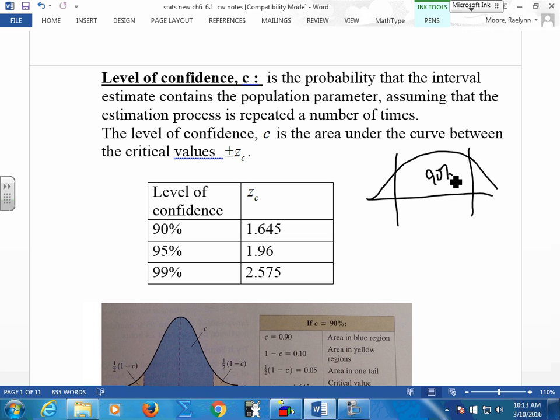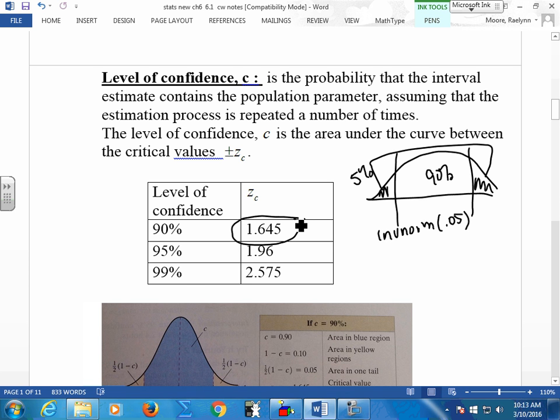We said this whole area is equal to 100%. So if 90% is in the middle, what do these two pieces have to add up to? 10. Therefore, what is this one piece? 5, and this piece is 5. They both have to be equal. This is symmetric. So we do an inverse norm for 0.05. And this is where this number comes from. You're going to get a plus and a minus. Okay. So since it deals with a critical value, your plus or minus, we generally say positive, so we don't have to say plus or minus.